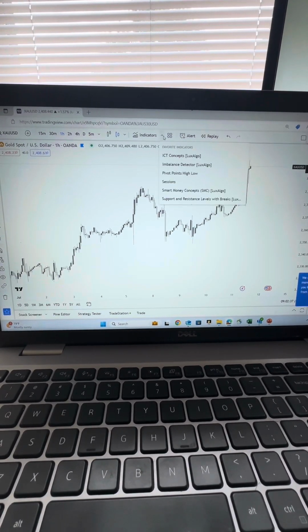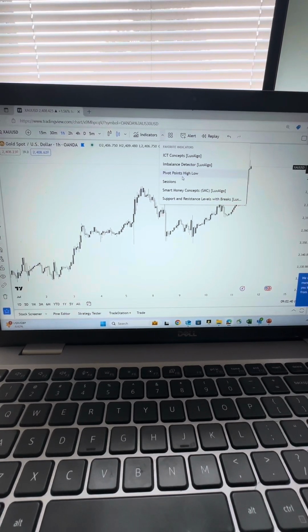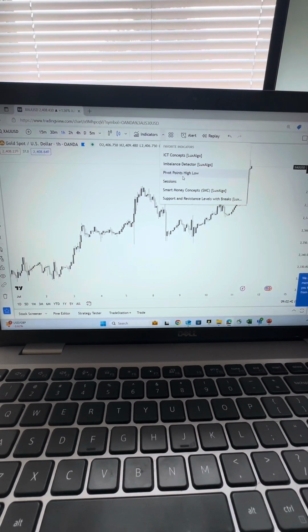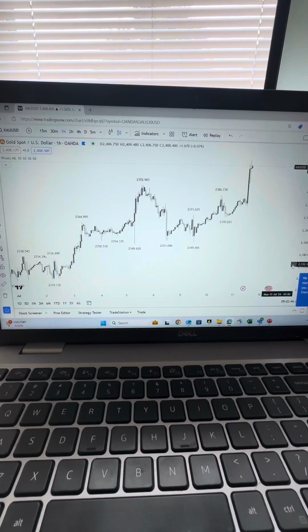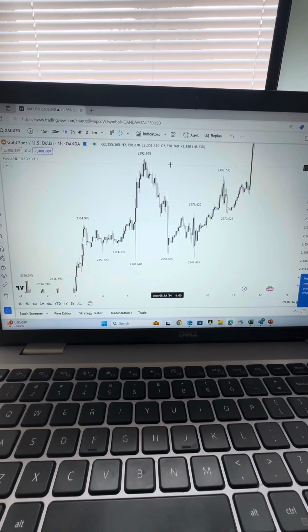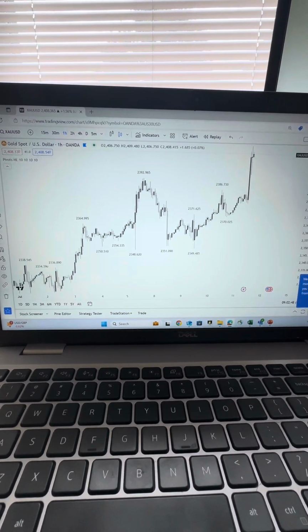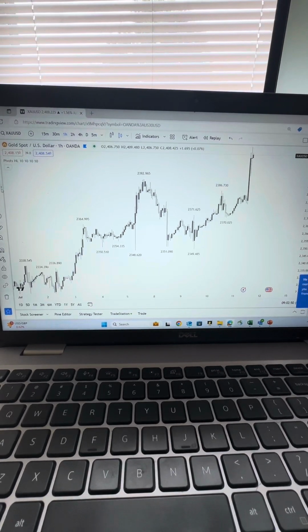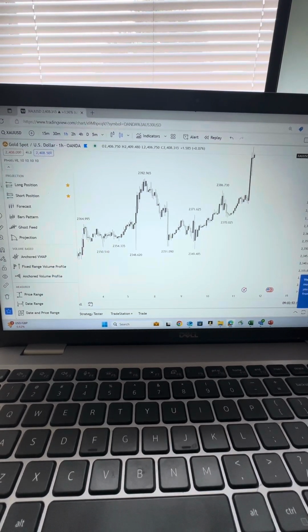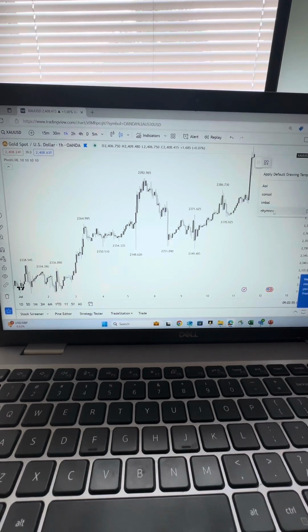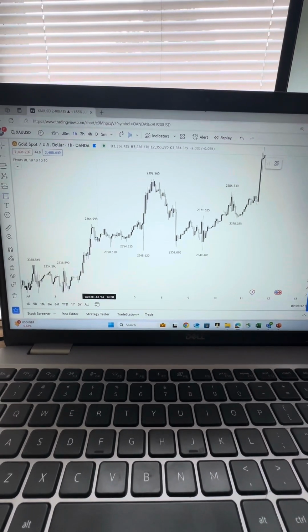So the first thing you're gonna need is this indicator called pivot highs, pivot point high low. And what this does is show you the swing points on the charts. And based off of this, you're gonna mark off your support and you're gonna mark off your resistance. So let me go ahead and do that real quick.